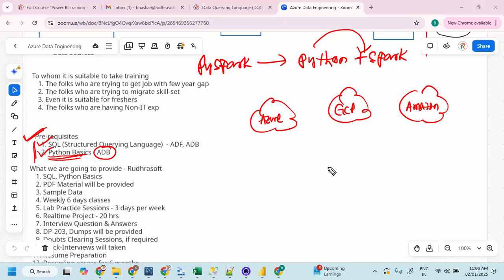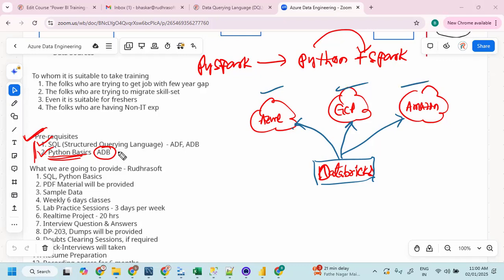Because for all these people, Databricks is common. If you know it at one place, you can work in this place, or you can work in this place, or even you can work in this place. Because Databricks is not part of this. Databricks is associated with these cloud vendors. So working with Databricks in one cloud platform is very much similar to other cloud platforms also, with minor changes.